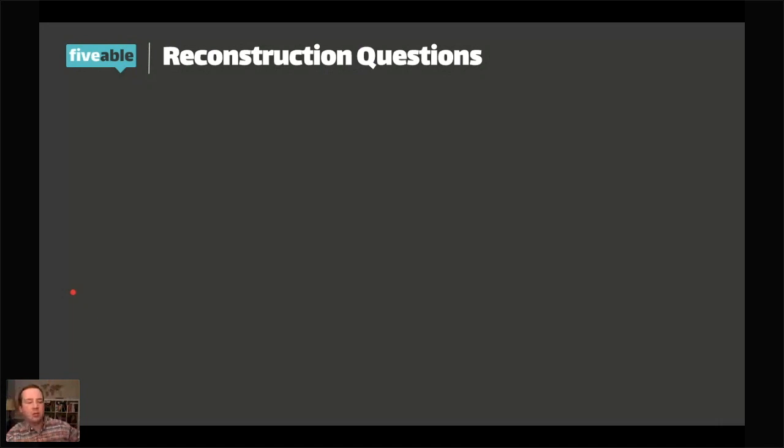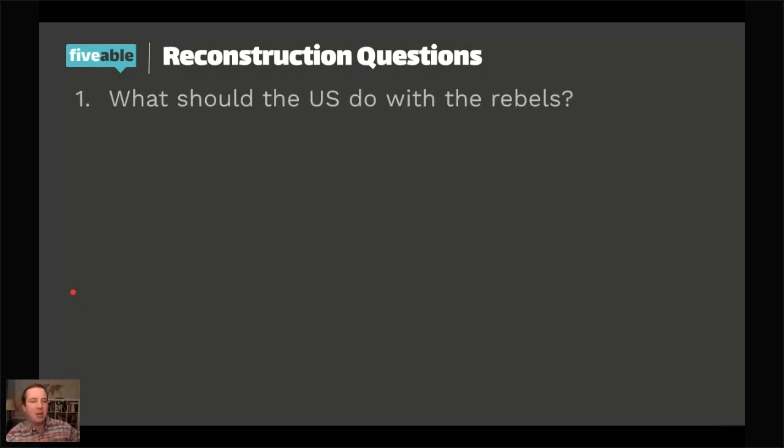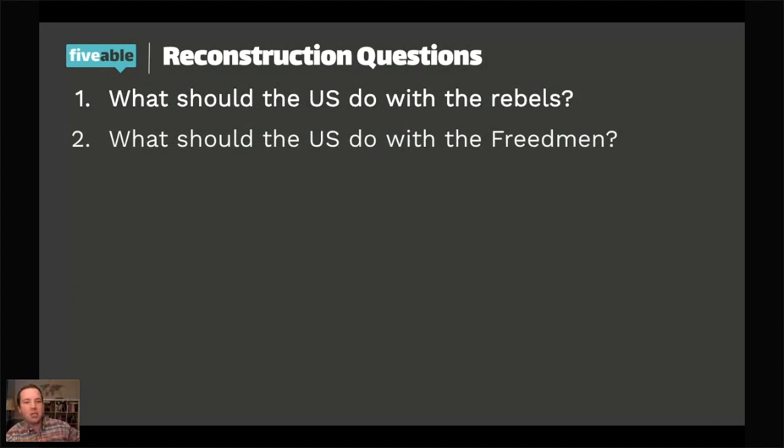Two big Reconstruction questions that we can list right off the bat. What should the U.S. do with the rebels, and what should the U.S. do with the freedmen? What do you do with the former Confederates? Do you punish them? Do you hang them? Do you exclude them from public office? Do you throw them all in jail? How do you determine who fought willingly and who was drafted? How do you know? What are all the motivations? Do you just imprison the leaders? It gets complicated.